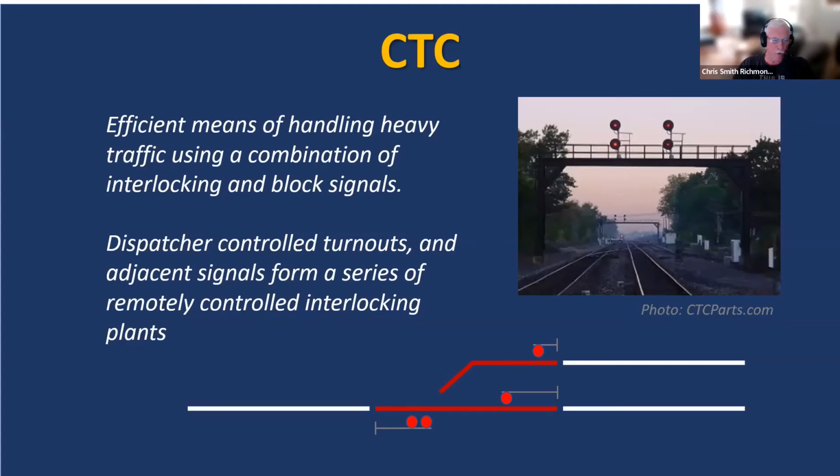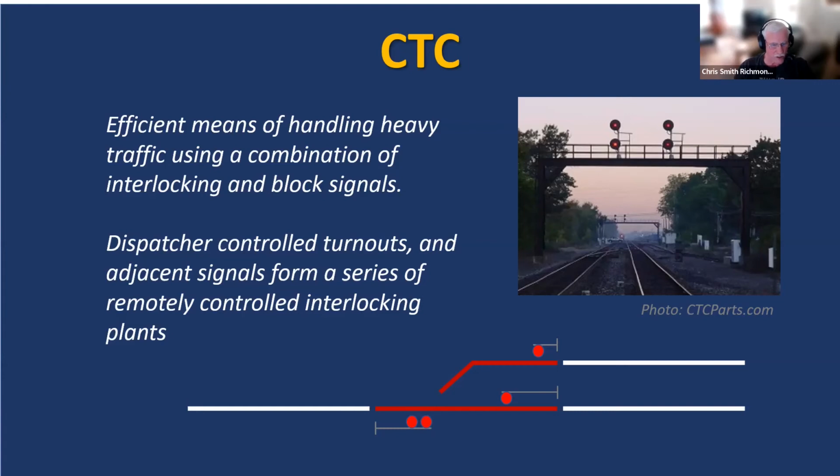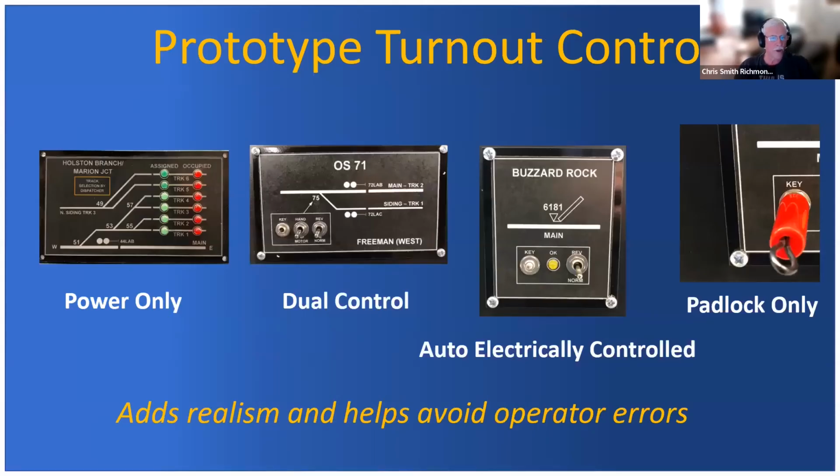Again, this diagram here, a simple passing siding to a controlled siding, is considered an interlocking and will work these 5 basic protocols every time a move is requested or a signal is requested to be cleared. So let's talk about dual control.